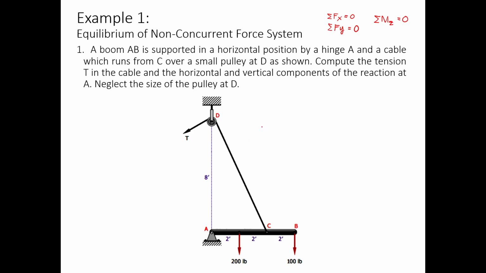Okay, so in this example, we're still going to solve the reaction at A. A is a hinge support as dictated in the problem. The boom AB is supported by a hinge support A, and then a cable which runs from C over a small pulley at D as shown. Compute the tension T in the cable and the horizontal and vertical components of the reaction at A. Neglect the size of the pulley at D.